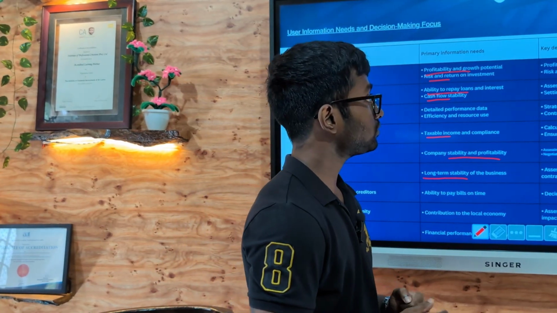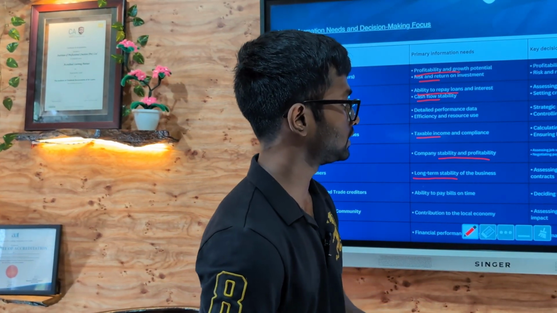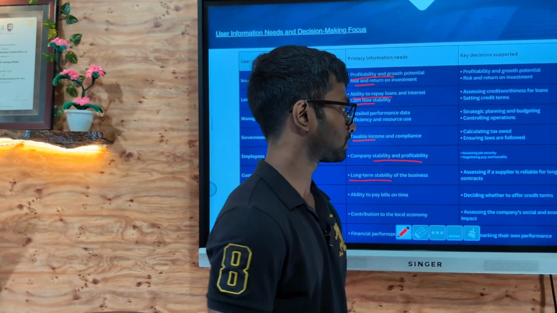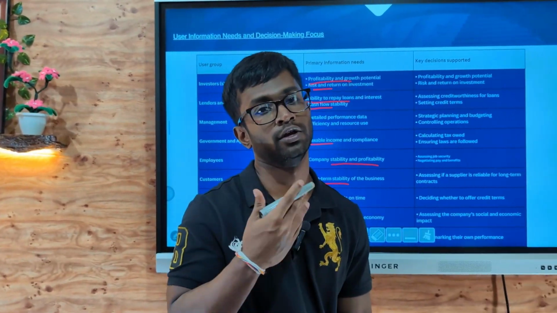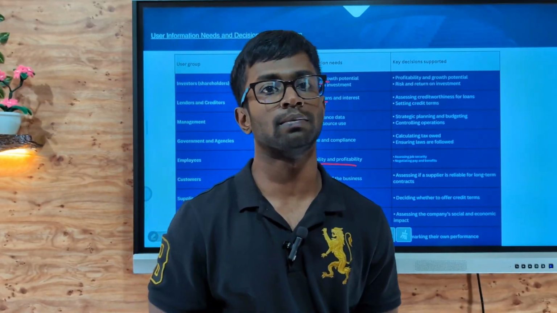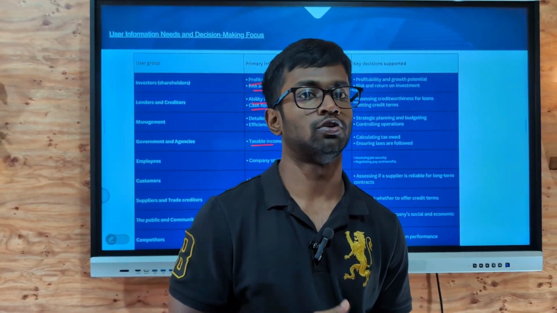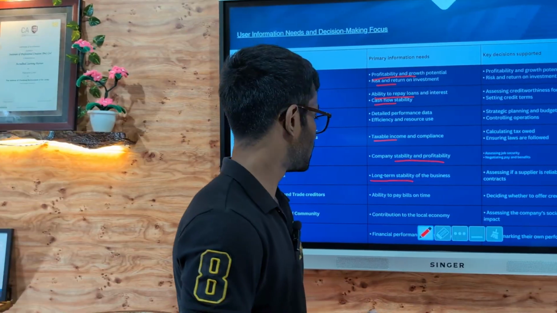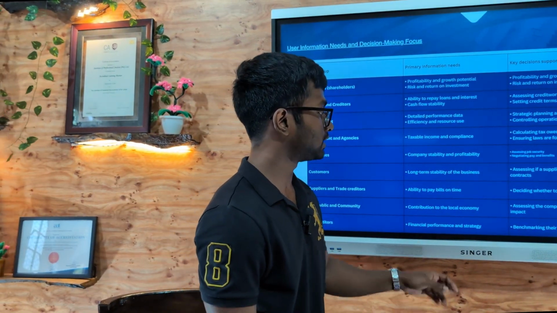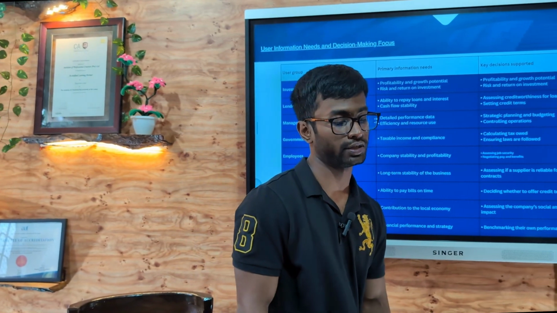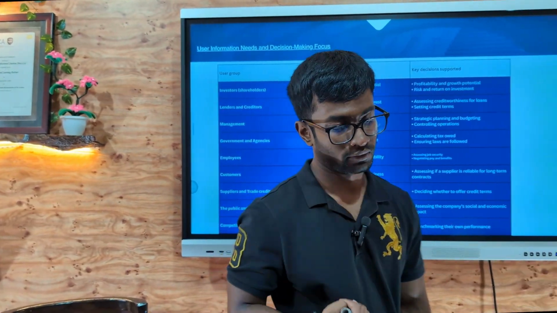Next key decision supported would be assessing the company's social and economic impact. Yeah, you look into the company's social side, what they are doing for the society and what they are contributing to the economy. You have to look into those. At last, we have the competitors. They are going to look at the financial performance and the strategy that whatever the business organization is using.